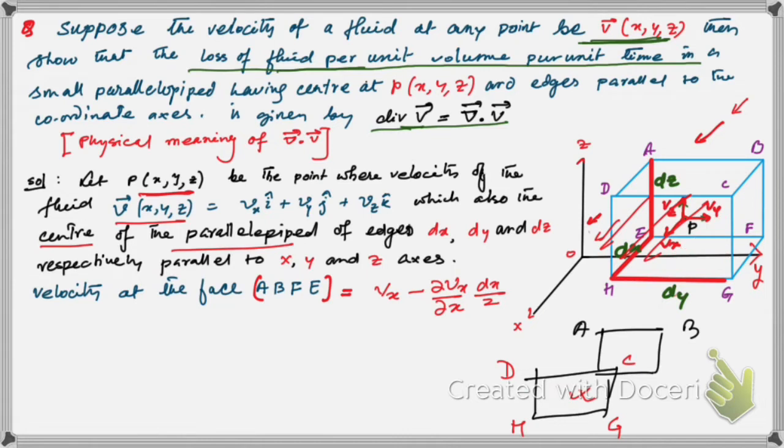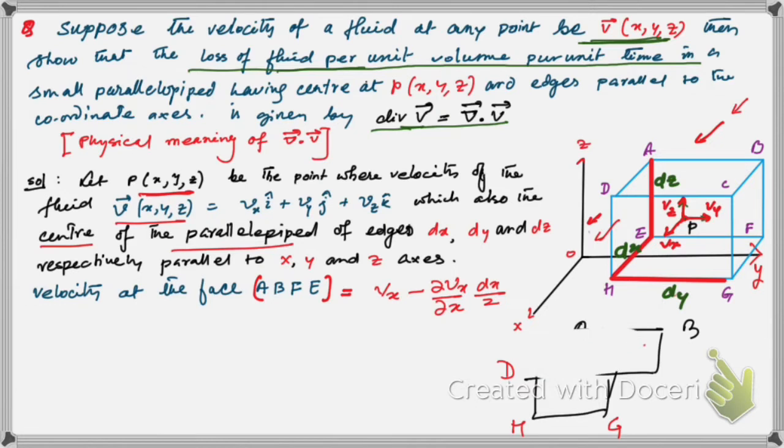Now you see, the point P is between these two surfaces, because point P is at the center of the parallelepiped, so it is midway between these two surfaces. We know this edge is dx. As point P is the midpoint, the distance from this point to each of the two surfaces will be given by dx by 2, right?